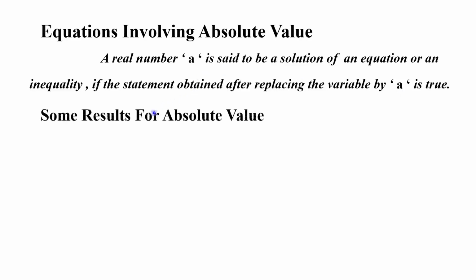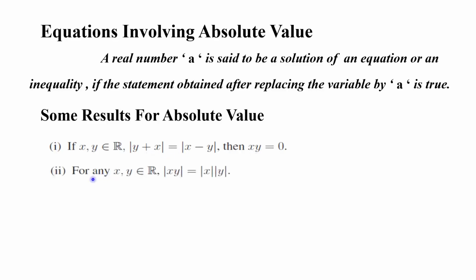Okay, see some results for absolute value. First one is, if x comma y belongs to R and modulus of x plus y is equal to modulus of x minus y, then xy equal to 0. That is, the product of the two numbers is 0. That is, any one of the values must be 0 in this equation.